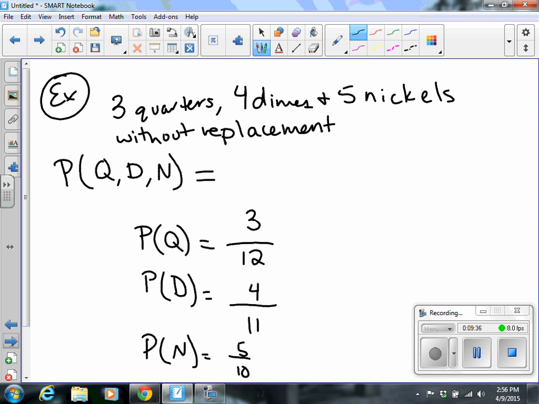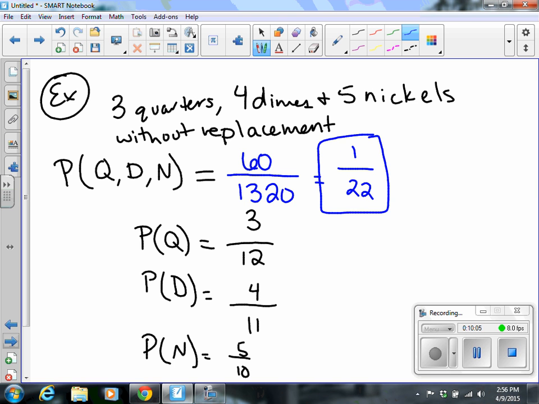So now I need to multiply all of those numbers together. On top here, I've got 3 times 4 times 5, which gives me 60. On the bottom, I've got 12 times 11 times 10, which is 1,320. I'm going to go ahead and reduce that fraction, and I get 1 over 22. So those are multiplying probabilities. The key is to remember whether or not you have an independent or a dependent event.